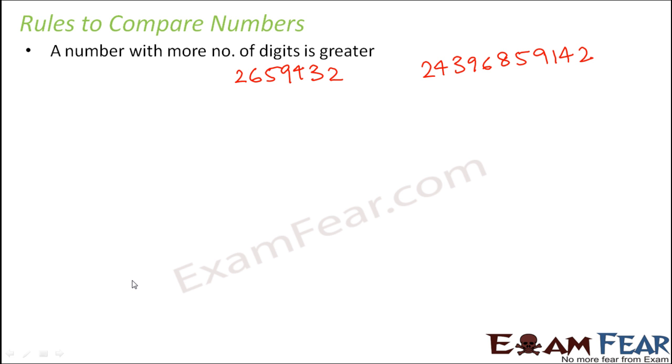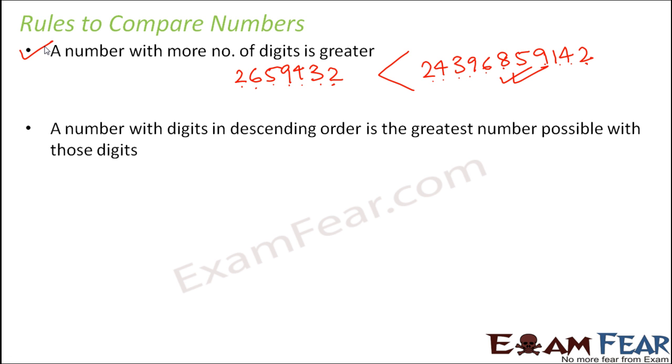4, 2. Now looking at these two numbers, if I instantly ask you which is greater, it is the number with the greater number of digits. This number has more digits. It has 1, 2, 3, 4, 5, 6, 7, 8, 9, 10, 11. So this is an 11-digit number, whereas this one is a 7-digit number. So definitely this number is greater than this number. So this is rule number 1. If you have to compare two numbers with different numbers of digits, the one with more digits is the greater number.